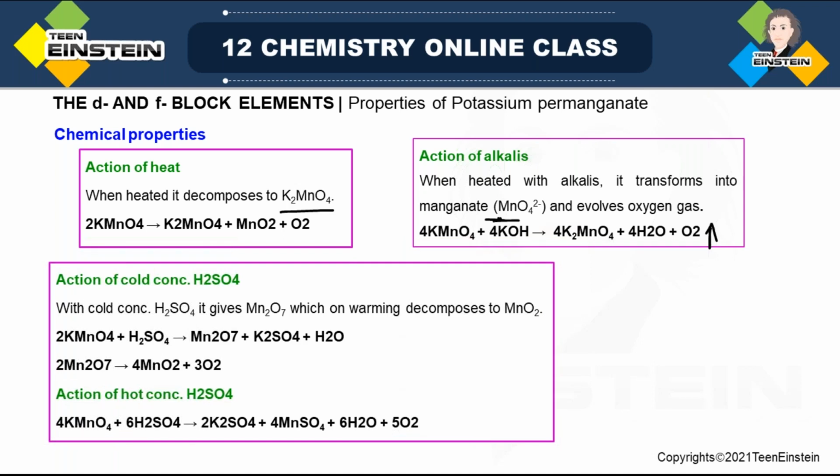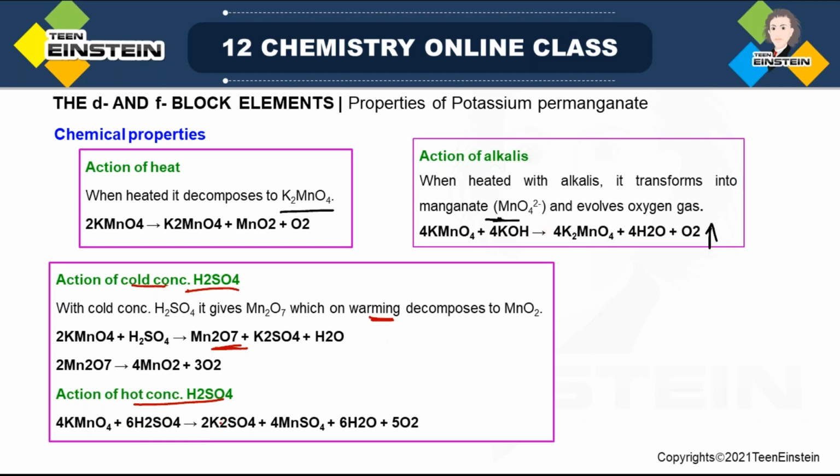Reaction with acid. So after reaction with alkali, next we have to see what is the action of acid. But two different conditions here we have. One is, if you are using cold and concentrated H2SO4, then there will be one type of reaction. If you are using hot and concentrated H2SO4, then there will be different type of reaction. So when it is cold concentrated H2SO4, we get first Mn2O7, this type of oxide. But that is not the end of reaction. The Mn2O7 that is formed in the first step will next, if it is warm, decompose to MnO2 and oxygen.